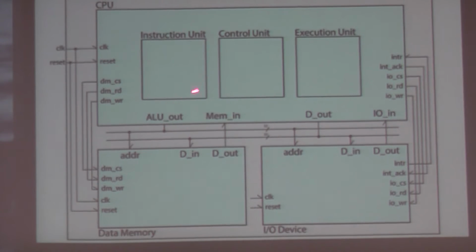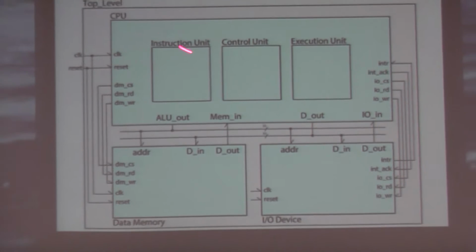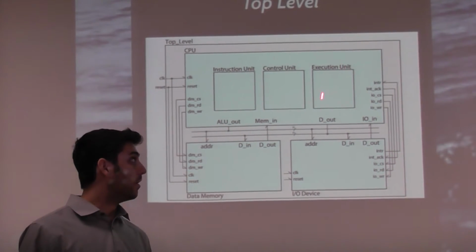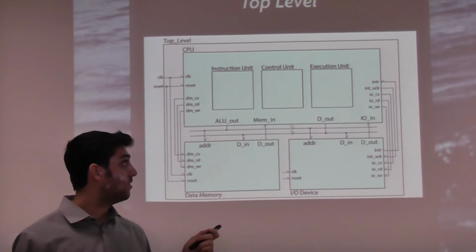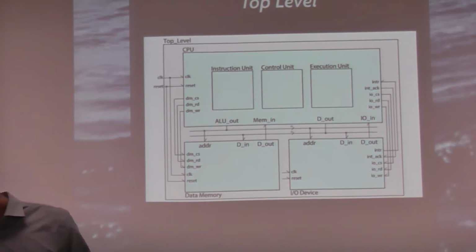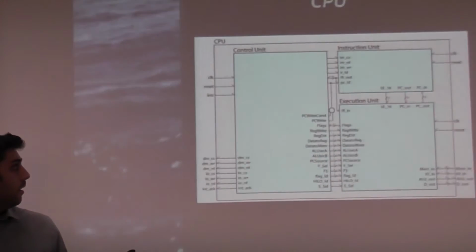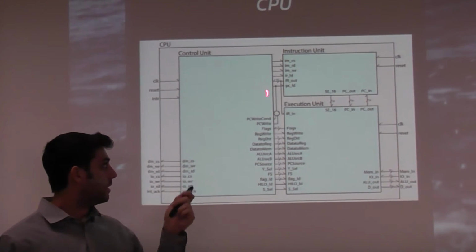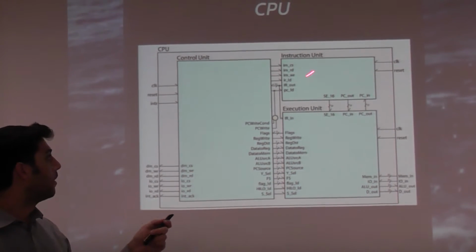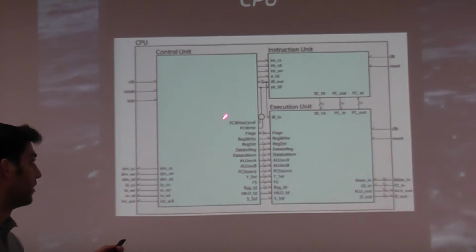So inside the CPU, we see we have our instruction unit, our control unit, and our execution unit. And we'll look at those a little closer right now. So this is how the three of them interact with each other.